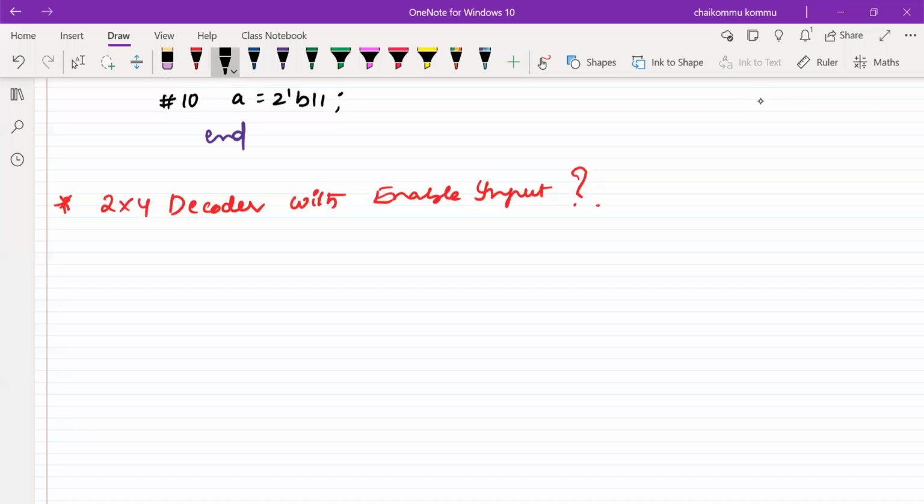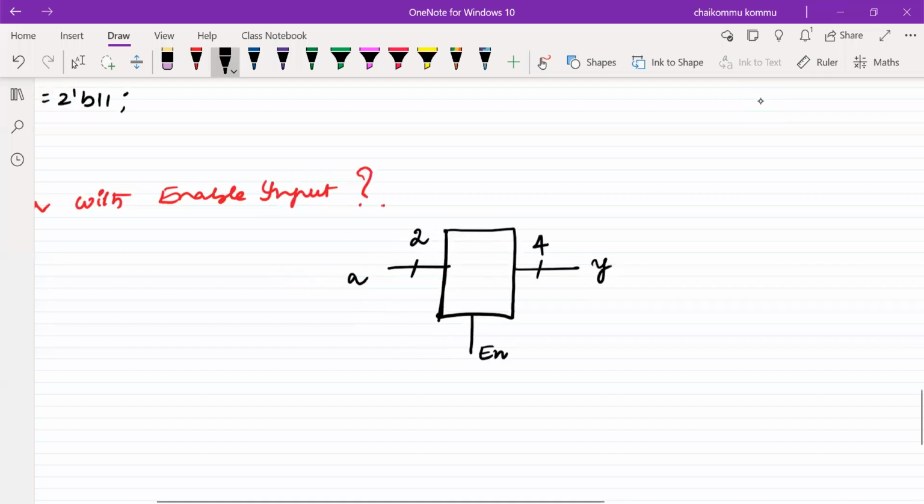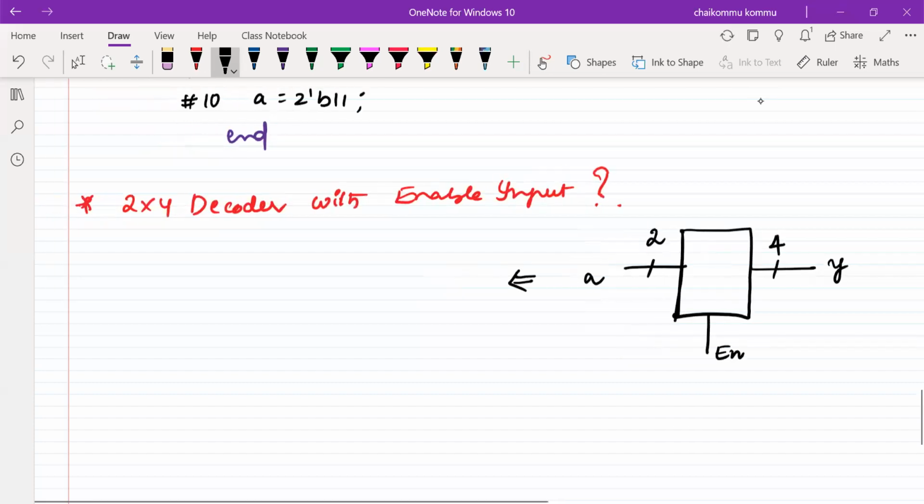a decoder something like this, having 2 input signals, everybody knows that, and 4 output signals. But we are going to include an enable signal, En. We are going to incorporate the enable signal as well. So what is the truth table for this? We need to write the enable signal first, then the A signal, and then the Y signal.